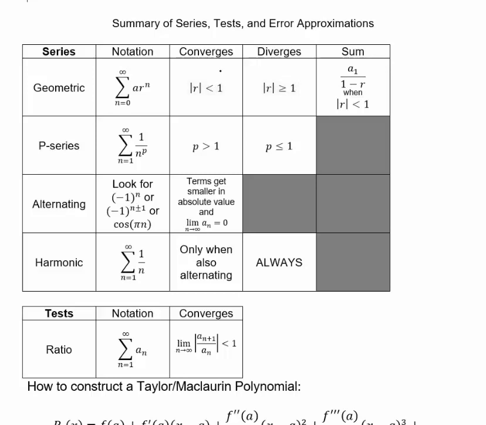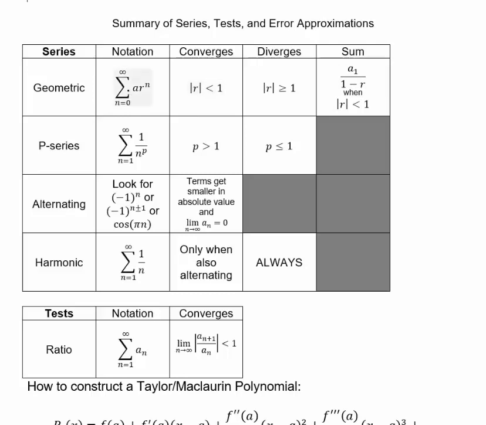When the geometric series does converge, you can also find the sum of that, which is a1 over 1 minus r. Remember that you can only use this formula to find the sum if your ratio is less than 1. If it's bigger than 1, you'll get a number here, but it'll be wrong because you're not allowed to use this sum formula for a divergent series.